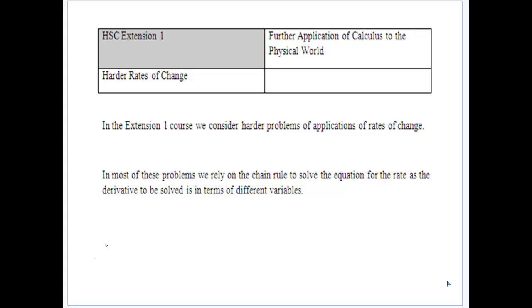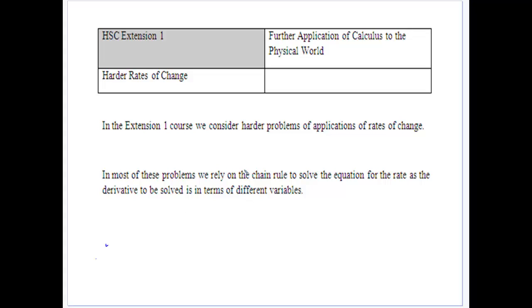We want to build on now the work we did in the 2 unit course on rates of change. Now remember, the idea of rates of change is that we're looking at the derivative of something. So in the 2 unit course we looked at rates of change and the idea that the function was in terms of time. So it was pretty limited in what we did because the function itself didn't change out of a variable of t, and we just did it in terms of time.